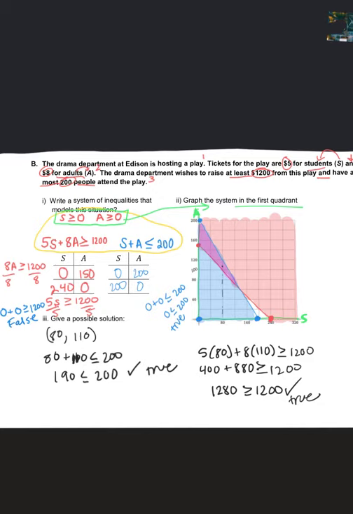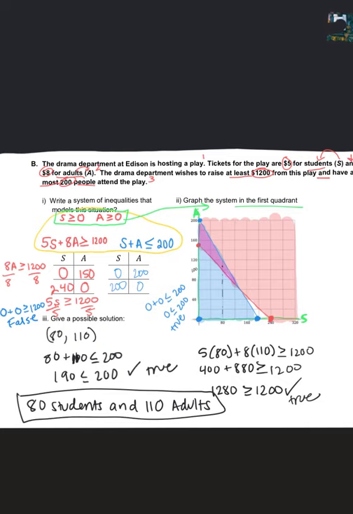So that means 80 students and 110 adults, that right there is a solution and it works out. Now it's your turn to try it.